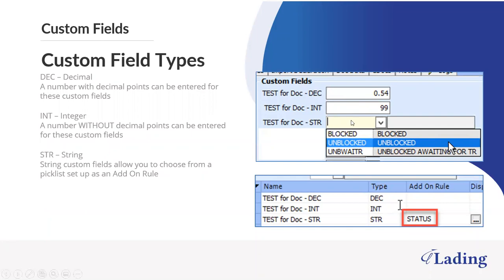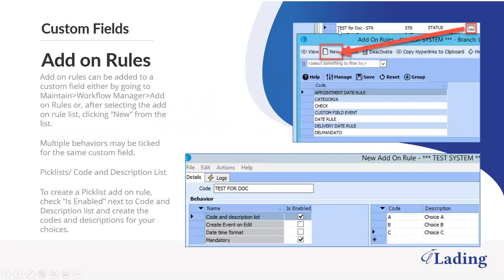In order to use a pick list, so here's how I set it up, here's how it looks in the record. Notice I have to have an add-on rule. What are my add-on rules? Well, strings are multiple choices. Add-on rules are my choices. So you can have multiple add-on rules if you have different types of jobs. How do you add an add-on rule? Well, look right here. Test for doc STR. You hit that little box, or you go to add-on rules under maintain workflow manager add-on rules, and you hit new, same thing.